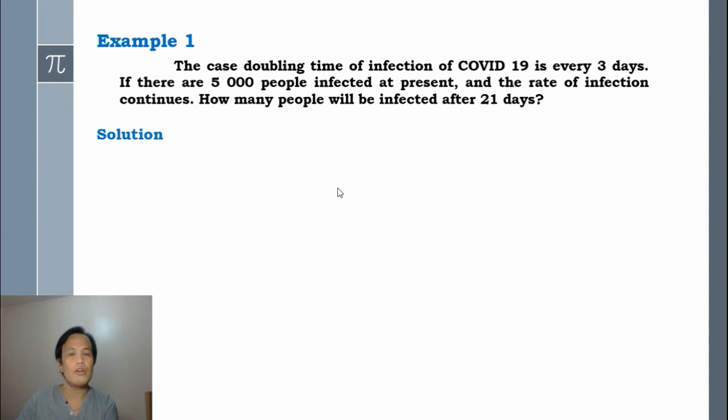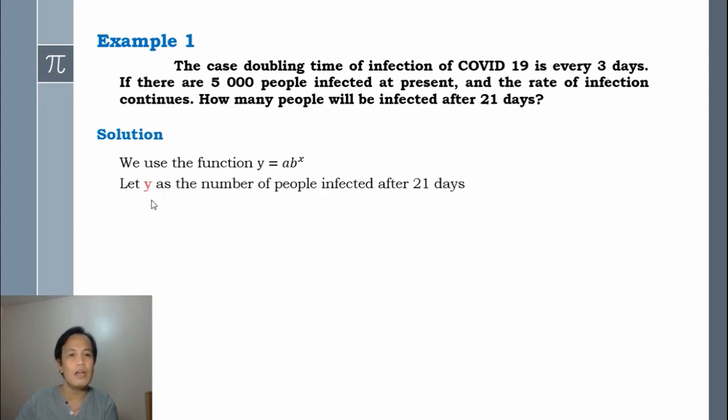For the solution, we have to consider the function y equals a times b raised to x. We have to remember that y is just the same as f of x. As I said in my previous video, y and f of x are just the same. So we will be using this function, y equals a times b raised to x.